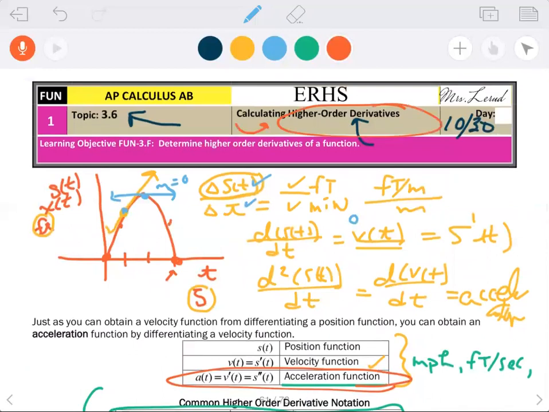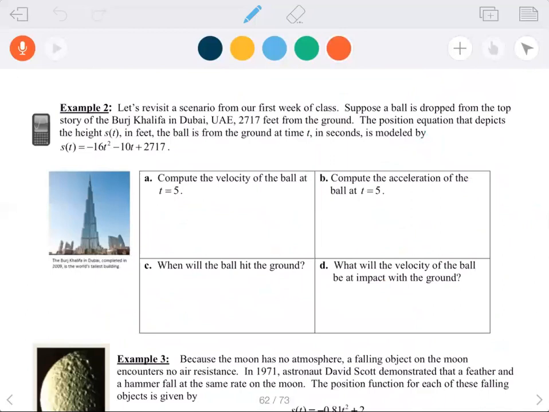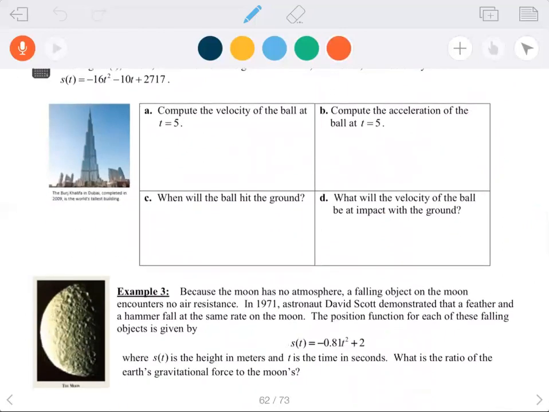So you just calculated a higher order derivative. Not so bad. Like I said, if you can take one derivative, you can take a bunch of them. So let's go on here.